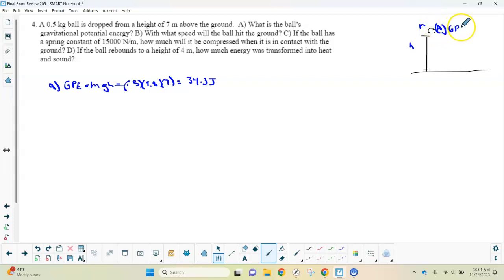For part B, it says how fast is the ball moving when it hits the ground. So it's going to fall. And we've talked about this. So as it falls, it speeds up. You could do kinematics with this too, but I'm going to use energy because I think it's easier. And at part B, all this GPE is converted into kinetic energy. So it's just using conservation of energy. So this 34.3 in part B is now all kinetic energy, which is just the equation for kinetic energy is 1/2 mv squared.